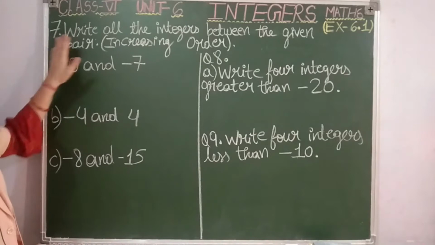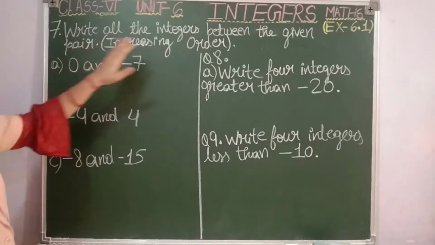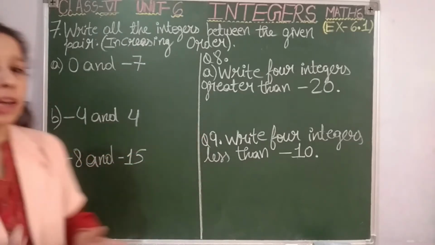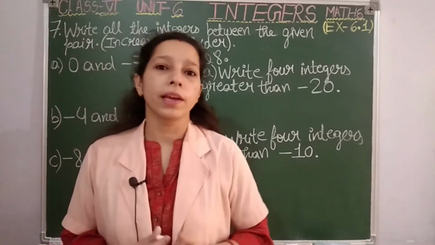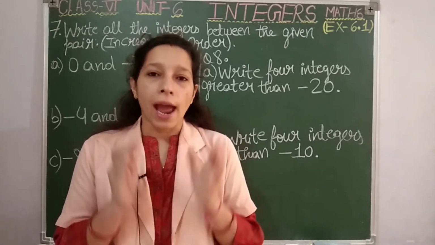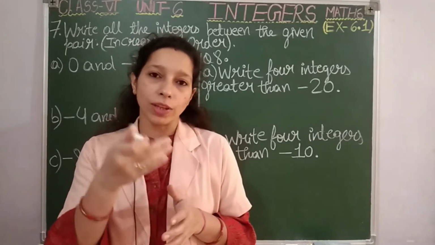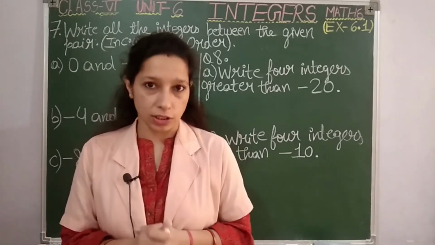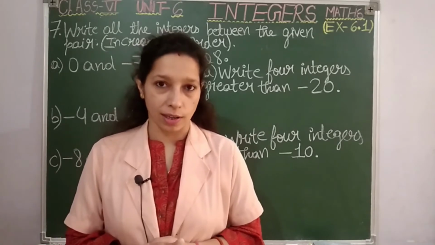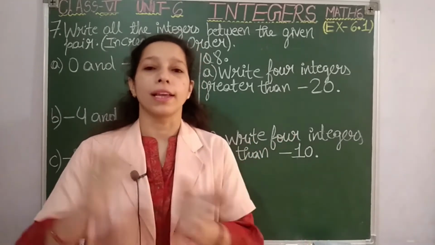Question number 7 is: write all the integers between the given pair in increasing order. Okay students, let us understand the question. Here you will be given two integers, and you have to write the integers which come in between those two integers, and also you have to arrange those integers in increasing order. Increasing order means from smallest to greatest.